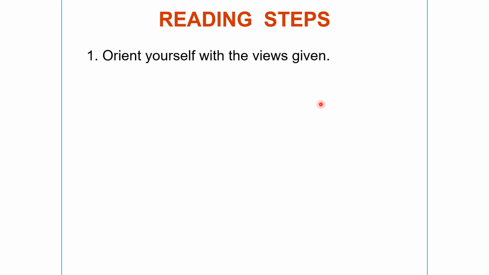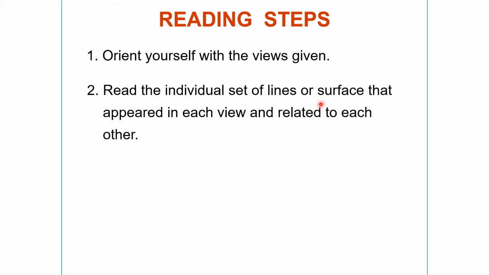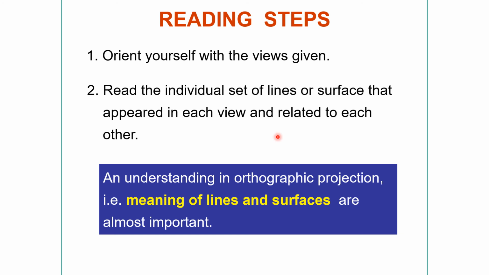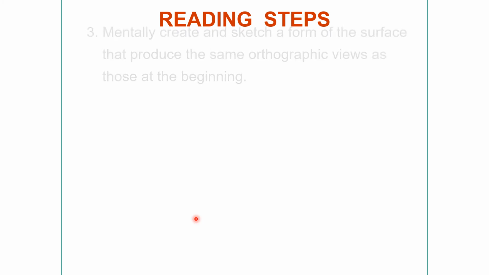Reading steps. First of all, orient yourself with the view given. That step is same as the previous one. Then read the individual set of lines and surfaces that appeared in each view and relate them to each other. Definitely see top view, front view and side view, and understand what type of sides are present in each view. And understanding the meaning of lines and surfaces in orthographic projection is almost important. Okay, like hidden features, solid lines, etc.